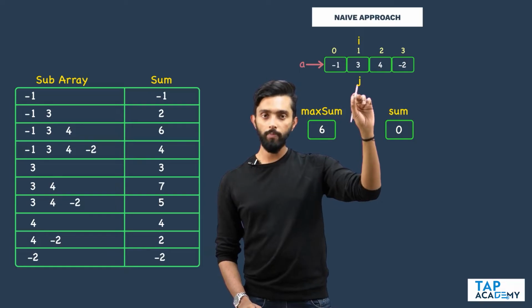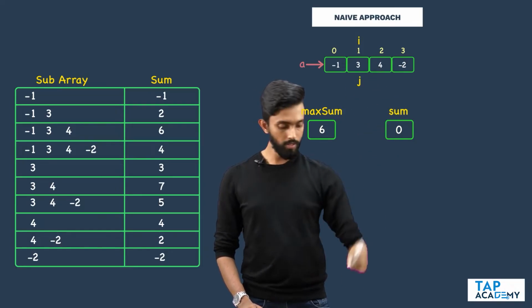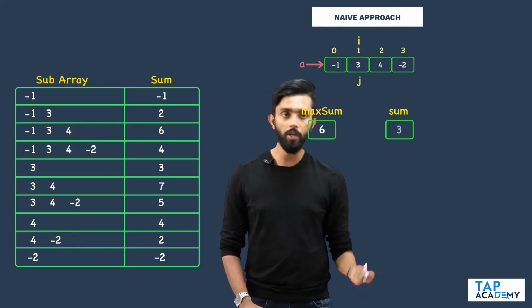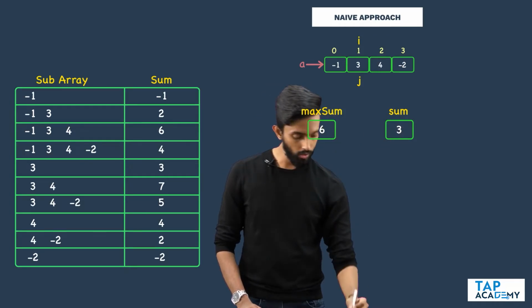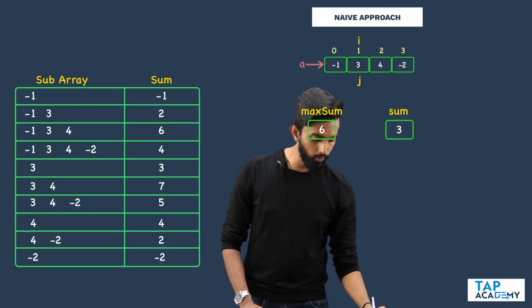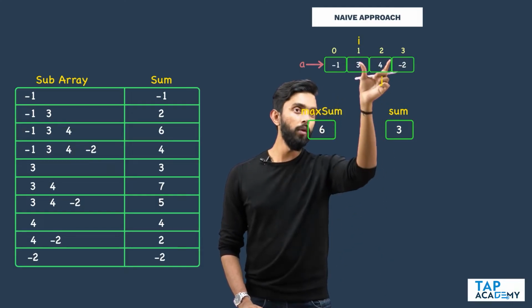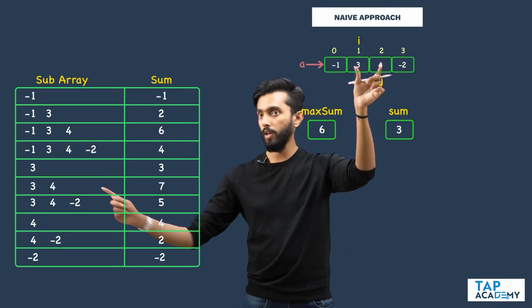Again, I will start with j. Whatever is j, add it to sum. Sum will become 0 plus 3, it is going to become 3. Is 3 greater or 6 greater? 6. So maximum is even now 6 only. Then I doesn't move forward, j moves forward. Now I am finding the sum of the 3, 4 subarray.